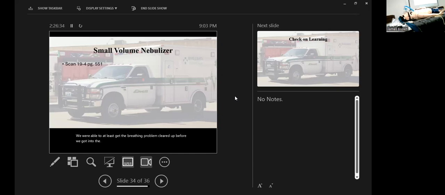Can you do nebulizers? This is an A and above skill. I believe in some places this is becoming a basic skill, but at least for Wyoming, it's an A skill. Any questions over those? We're going to get a lot of practice on some of these later on.